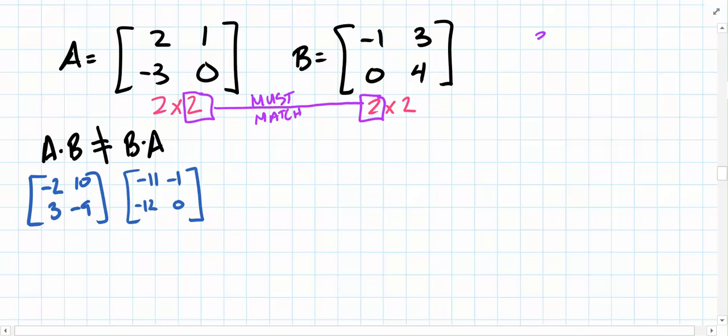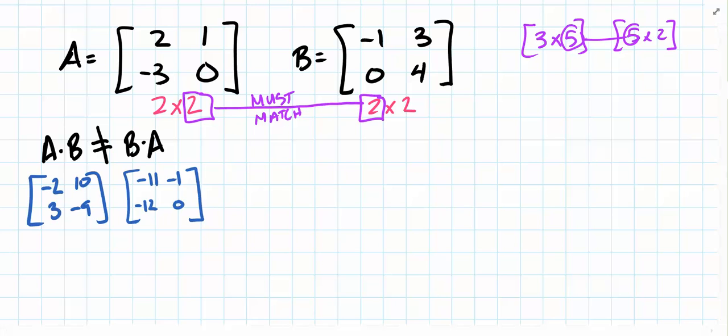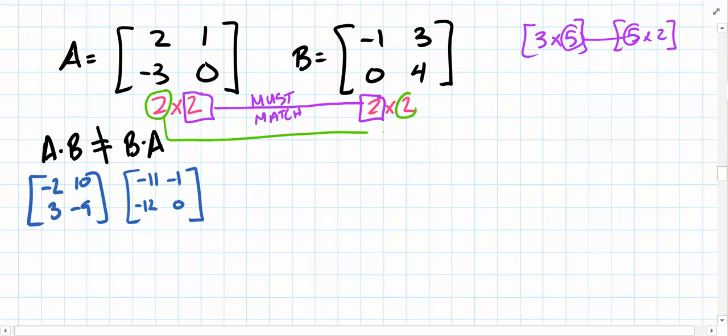Why can they be multiplied? That's right. So I can multiply it because the 5s and the 5s match up. Now here's the cool part. Whatever is on the outside, so I'll do this in a different color for you so you can see. The 2 and the 2, the leftover part, this will be your result. So what do I mean by that? Look, it's another 2 by 2 matrix as the result.